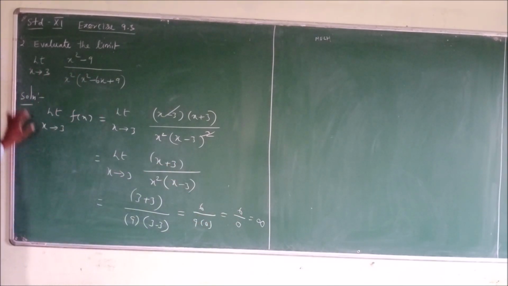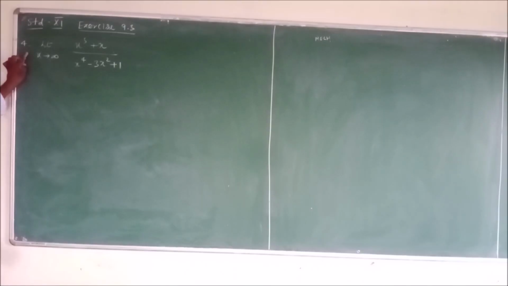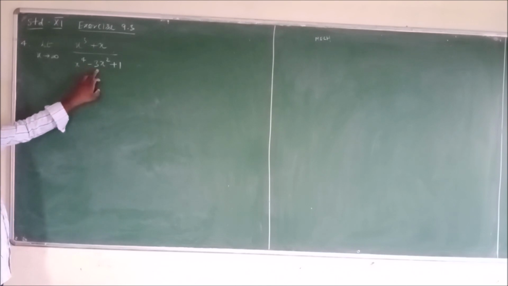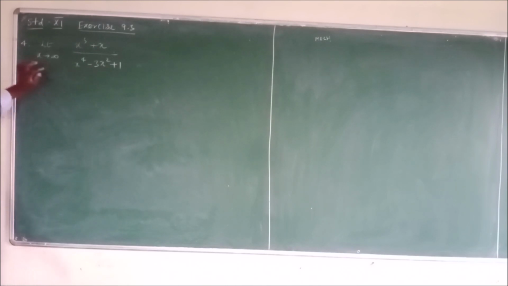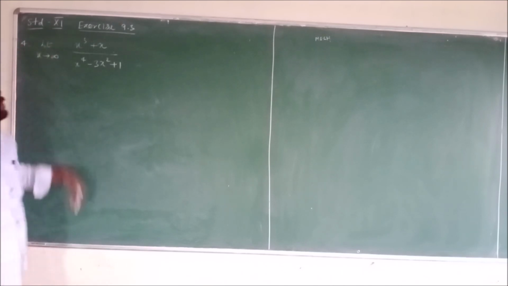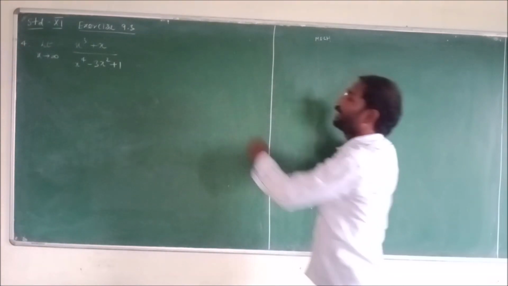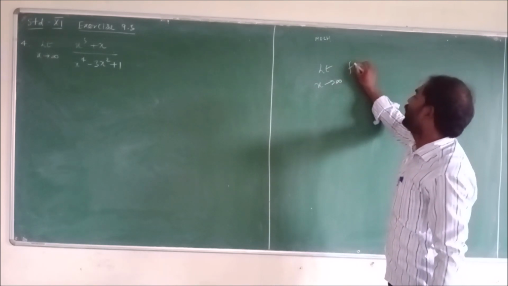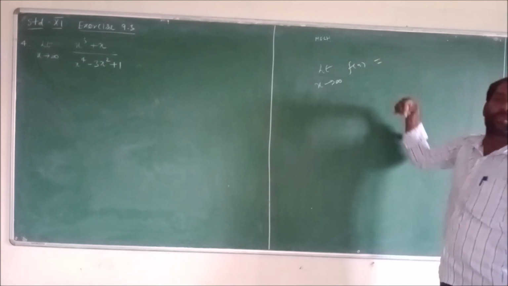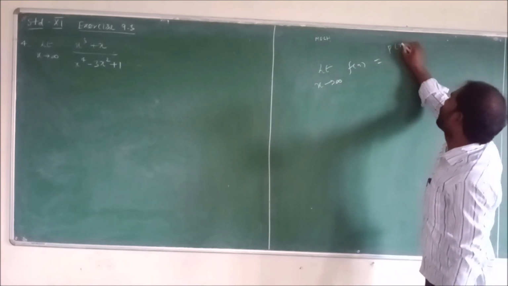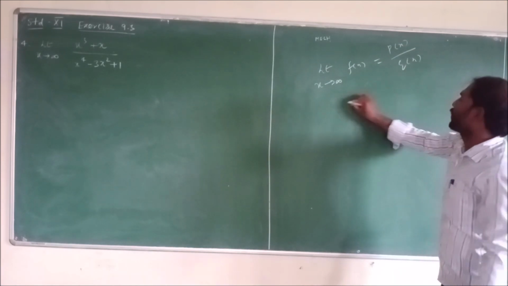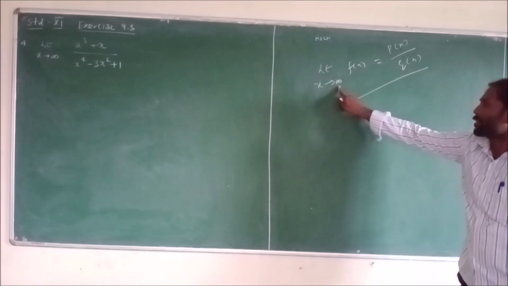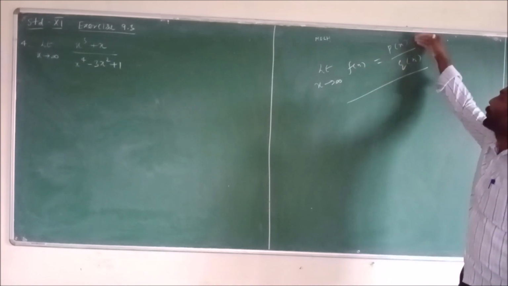It is clear that part 2 is completed. The problem is limit x tends to plus infinity of x cube plus x by x power 4 minus 3x square plus 1. This is a limit at infinity of a rational function in p by q form. It means that as x tends to infinity, f of x takes the form numerator by denominator, p of x by q of x.